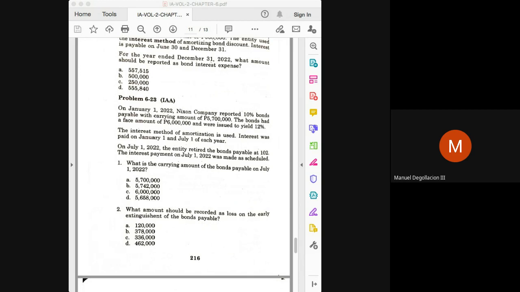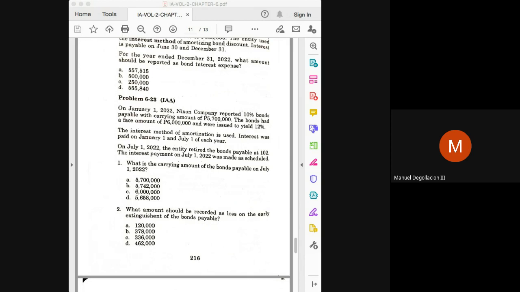The fixed interest payment would be 6 million times 5%. 6 million is the face amount, 5% is 1/2 of the 10% stated rate. Okay, so 5% is 300,000. Interest payment is 300, interest expense is 342. That means the amortization of the discount is 42,000.